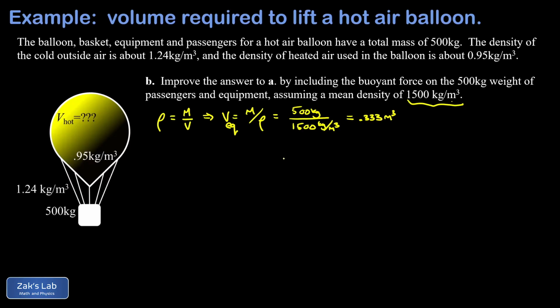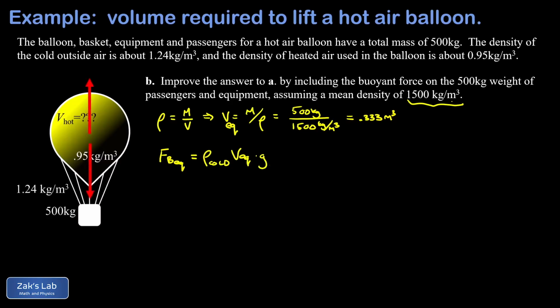So to get the buoyant force generated by this 0.333 cubic meters of volume, we need the mass of the cold air pushed out of the way by the equipment and people. So I'm going to call this contribution to buoyant force F_B,EQ. And that's the mass of the cold air pushed out of the way. So it's going to be the density of the cold air times the volume of the equipment and people times g.